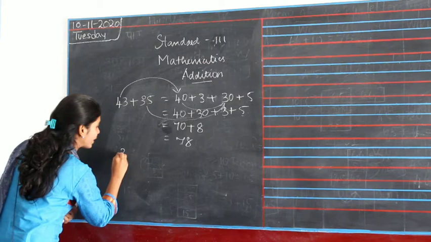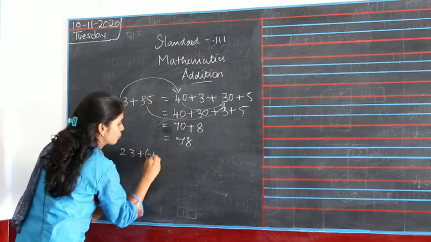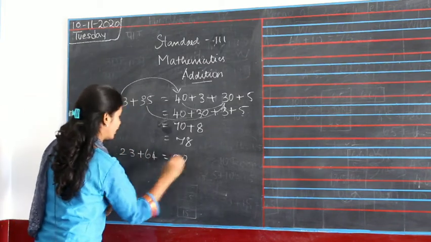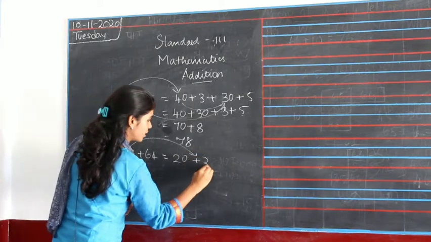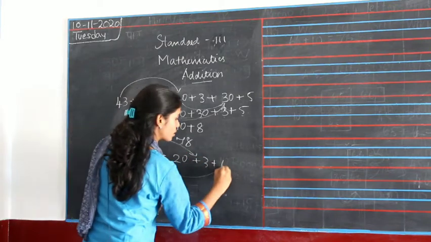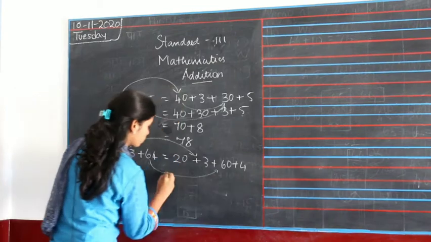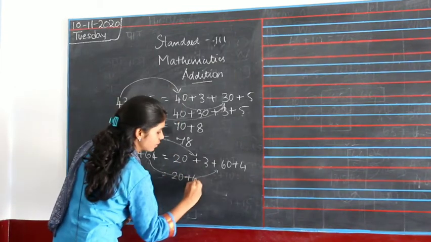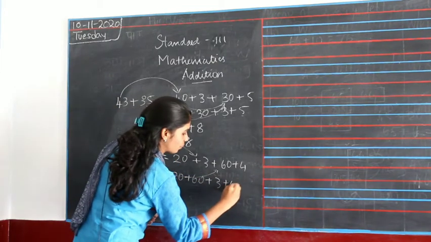Likewise 23 plus 64, which is 20 plus 3 plus 60 plus 4, which is 20 plus 60 plus 3 plus 4.